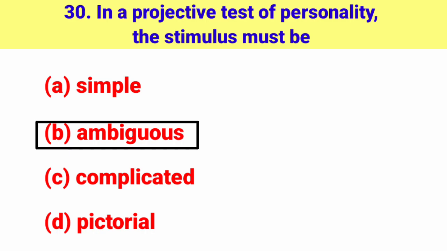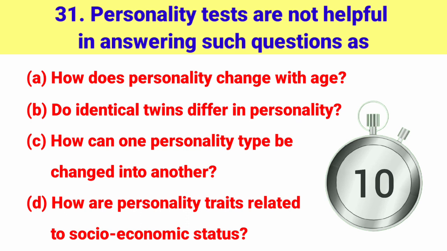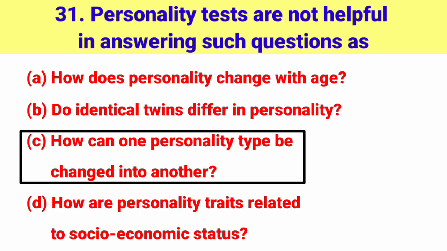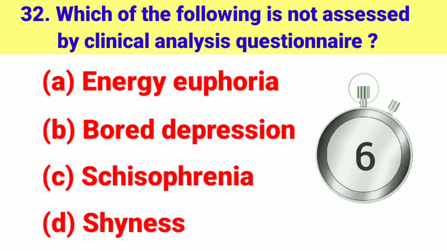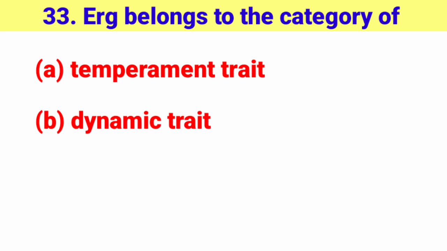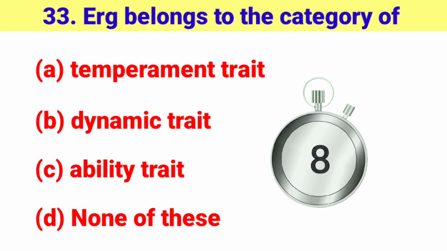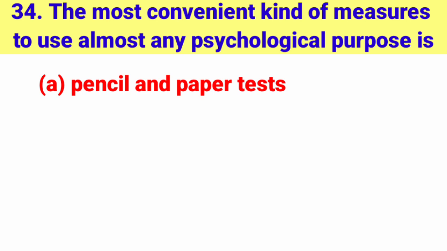Option B is correct. Personality tests are not helpful in answering such. Option C is correct. Which of the following is not assessed by the clinical analysis questionnaire? Option D is correct. UG belongs to the category of. Option B is correct. The most convenient kind of measures to use for almost any psychological purposes.